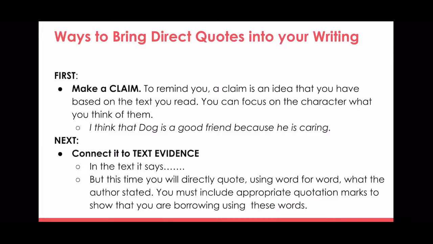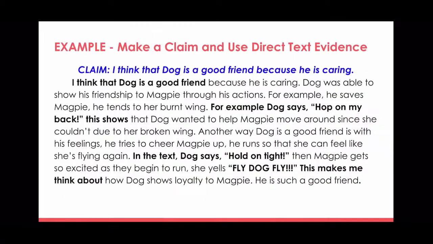I could have made any claim. I could have said that Fox is sneaky or Magpie is confused, but I decided to go with, I think that dog is a good friend because he is caring. And I want to show you how I took that claim and I started using direct text evidence along with putting details in my own words. And you might notice the bolded sentence stems or the bolded text using text evidence to connect to my idea. You might see all of that bolded.